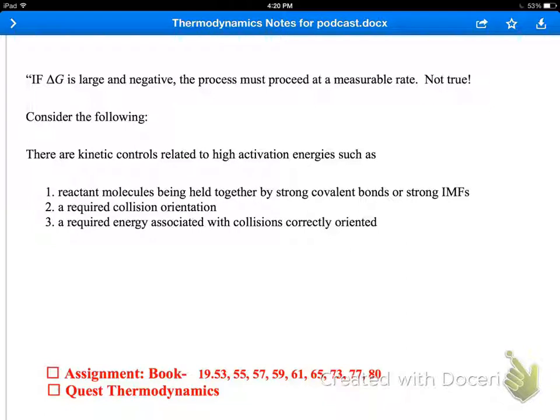So if you have a high activation energy, like the reactions are held together really strongly, or you need the perfect collision, you can have a negative delta G process that is very, very slow. Okay? So delta G does not tell you anything about the speed of the reaction. Okay, we're going to stop right there.